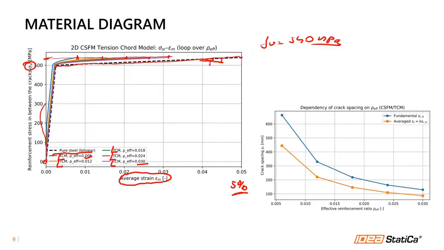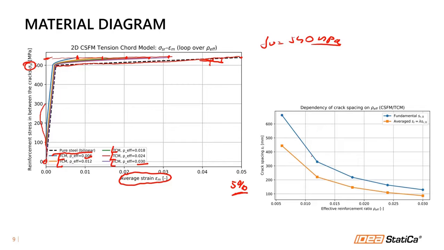But the ductility is reducing based on the reinforcement ratio. Once you have a lower and lower reinforcement ratio, the reinforcement rebar starts to be more brittle and less ductile. So this is the principle of how the reinforcement ratio affects the material diagrams, and how the ductility is reduced.